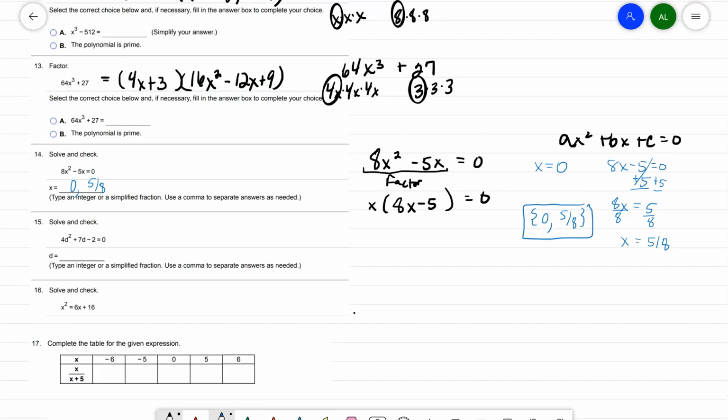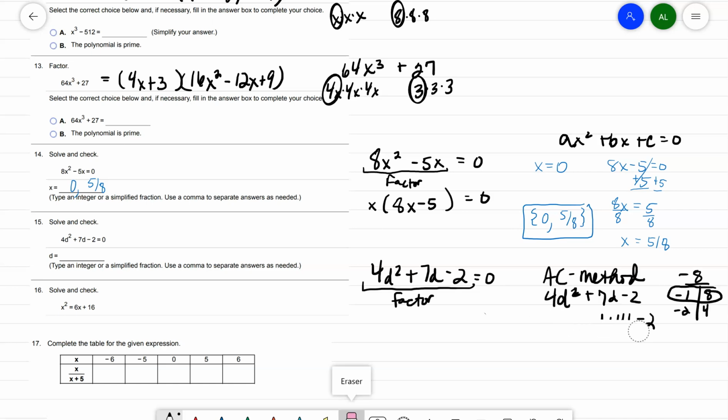All right, let's look at the next equation. We have 4d squared plus 7d minus 2 equals 0. So it's in standard form, right? All right, so we multiply our a times c, which is -8. We have -1 and 8, or -2 and 4. Of course, -1 and 8 is what we're going to use.